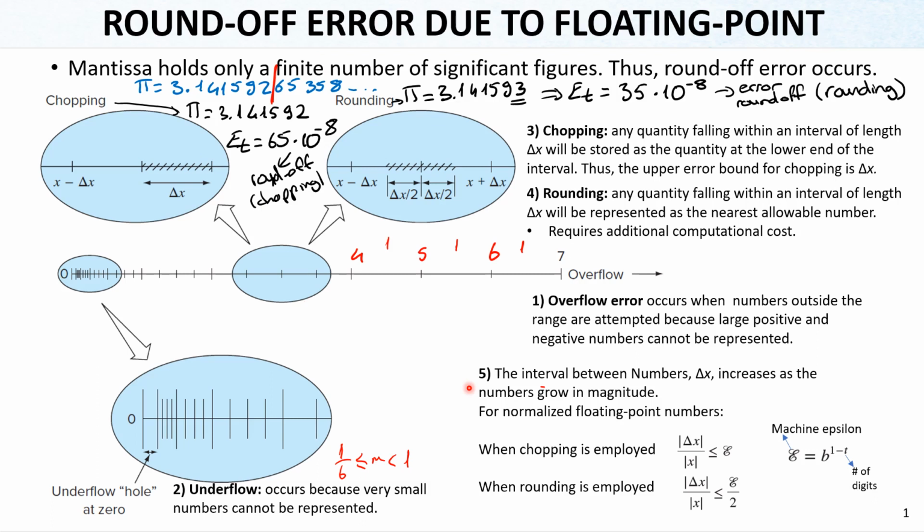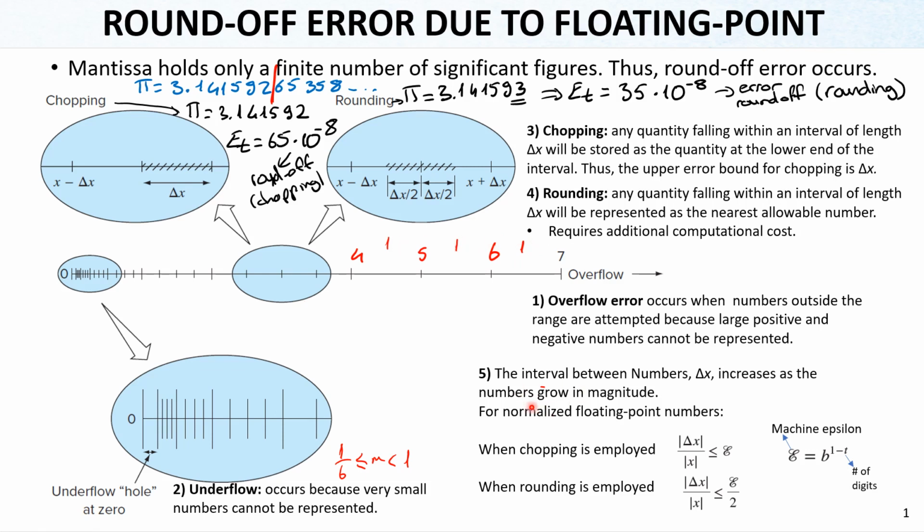So finally, we have number 5, the interval between the numbers, that means delta x. This delta x actually increases as the numbers grow in magnitude. We mentioned this already. Here the increase in numbers was smaller, then here it is larger, then it is further larger, and here it is the largest, for instance, with 1.